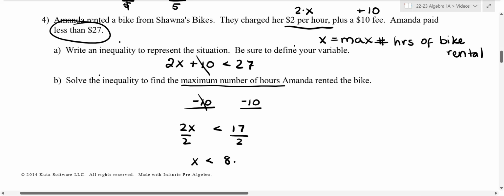X is going to be less than 8 point something. Let's get exact. 17 divided by 2, 8.5. So x has to be less than 8.5 hours. So the maximum could be 8.4 hours, 8.49 hours. Yeah, the maximum has to be less than 8.5 hours. Okay.